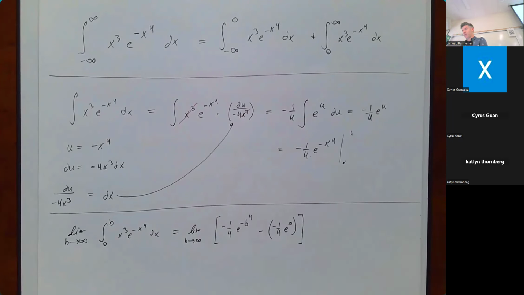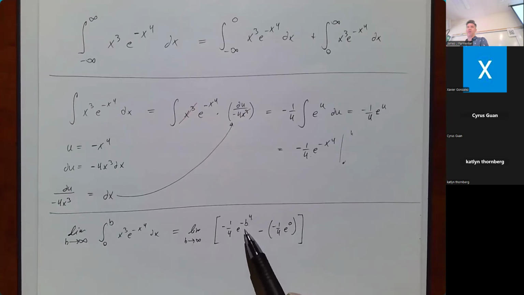Okay, we have to be a little bit extra careful here. b is going to infinity. b to the fourth is also infinitely large. So you have an e to a negative infinity. What happens with e to the negative infinity? Does it get big or does it get small? Think about the graph of e to the x. If you go way to the left, it's going to get small.